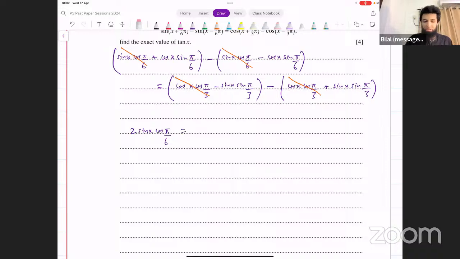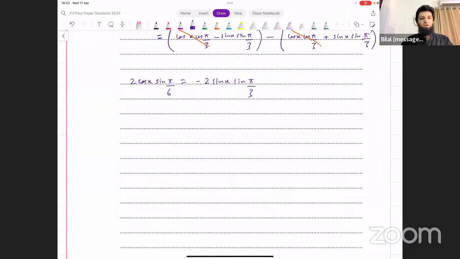No, I'm sorry. What have I written here? I've copied something else. 2 into cos x into sine of pi over 6. That's what you have on the left side. On the right side now, you have this minus sine x sine pi over 3. And then you have minus sine x sine pi over 3. So on the right side, you have minus 2 into sine x into sine of pi over 3. That's what you get.